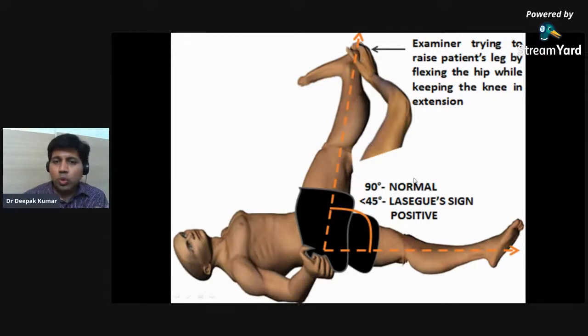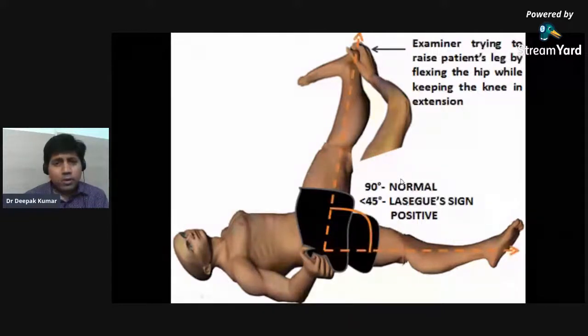When you're doing this, normally you can flex the hip to about 90 degrees without much discomfort for the patient. And the Lasègue sign or straight leg raising test is considered positive if the hip is flexed to only about 45 degrees, like half the range of movement that is possible for a normal individual. Most of the students will know this, and most of them may interpret it accurately, but by accident. So why am I saying this? Let's go into the details of this straight leg raising test.